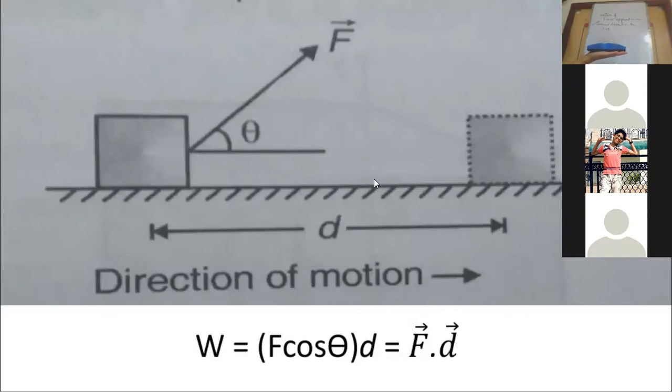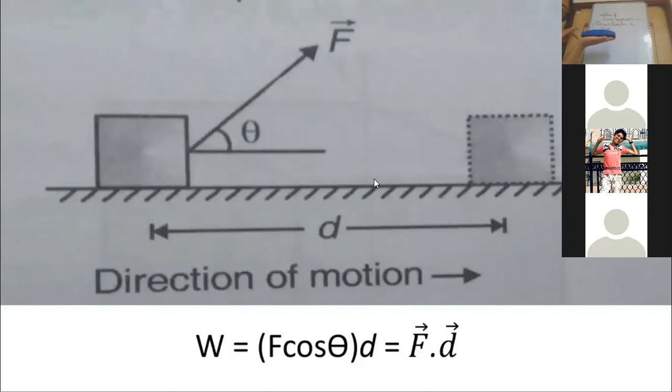Now, when will the work done be negative? Work done will be negative when the force acts opposite to the direction of the motion. For example, here there are two forces acting on this object: one is the gravitational force and one is the reaction. But if I am applying a force, there is one more equal force applied by the object on my hand, and that force we call frictional force. The frictional force always acts in the opposite direction to that of the force applied.